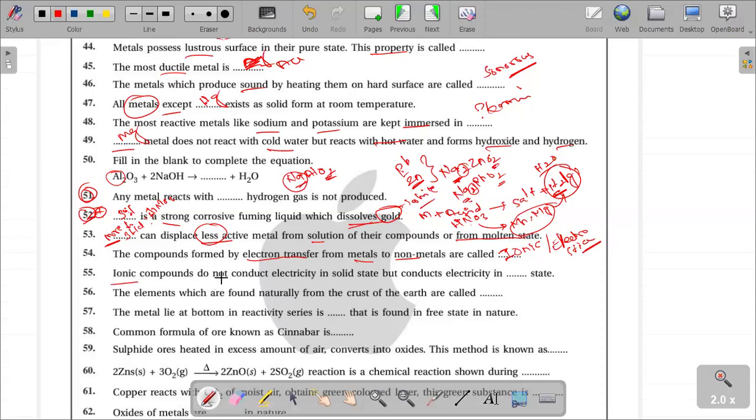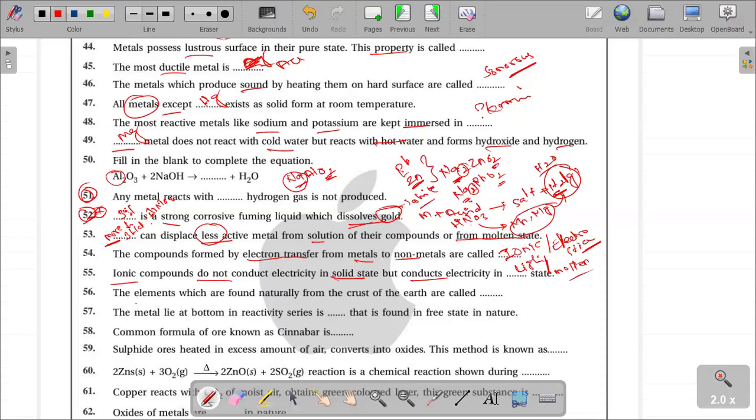And next, ionic compounds do not conduct electricity in the solid state, but they will conduct in the liquid or molten state. Molten state means when you are heating the iron, then you will get a thin liquid. That will conduct the electricity. That means the ionic compound: normal sodium chloride salt won't conduct electricity. If you melt the sodium chloride, it will conduct electricity. Or if you dissolve the sodium chloride in water, it will conduct electricity.